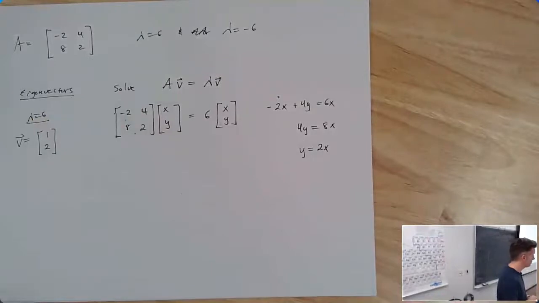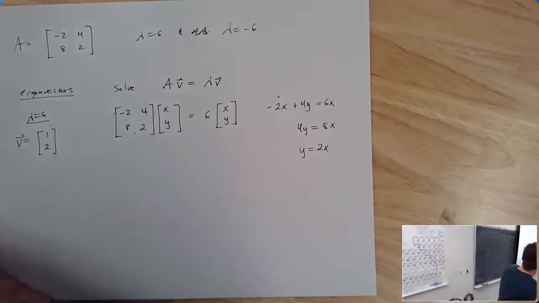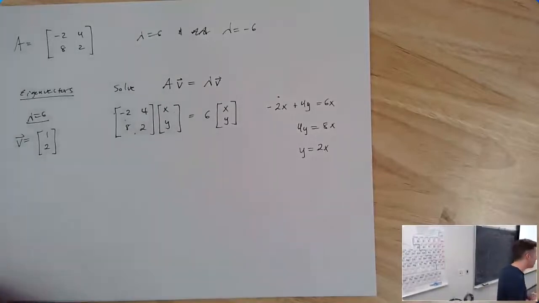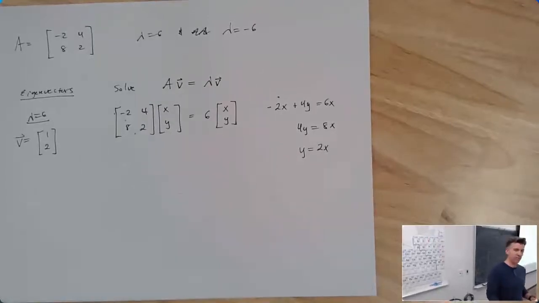So do you always need x to be 1? Typically, yes. But really, you can pick anything. Any multiple of this is also a valid answer. So you could have said, I don't like 1, it's not my favorite number in the world. I'm going to pick x to be 3 and y is going to be 6. And that is also a completely legitimate answer.